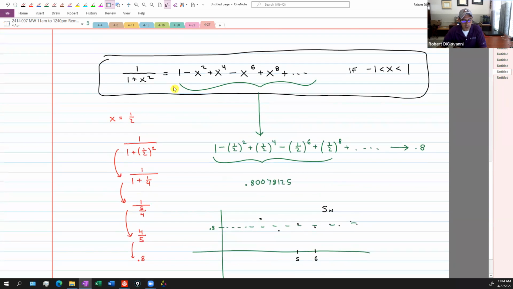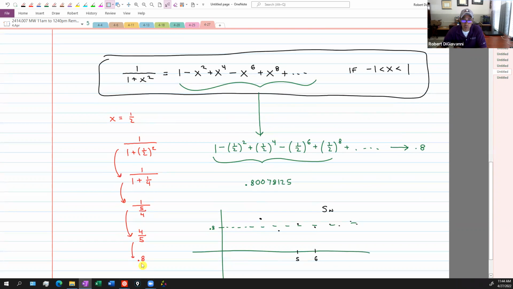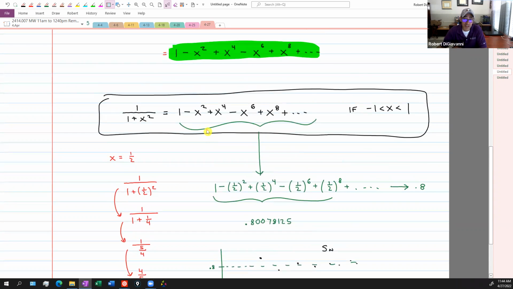So this would work. Now, I'm going to give you a little preview as to why you would ever want to replace this, which is a very clean expression. This is very nice, 1/(1 + x squared). It was easy to plug in a half and get the answer 0.8. And it didn't require a series to do that.